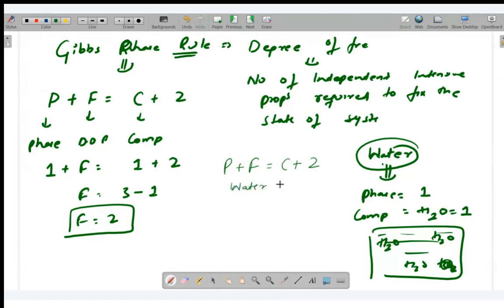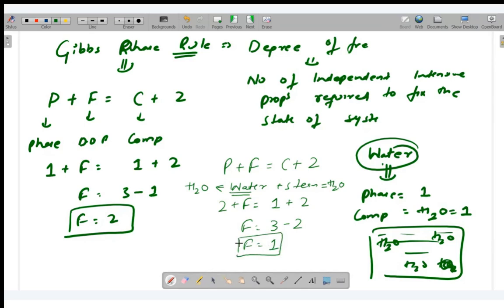If we have water and steam, water plus steam, tell me the number of phases. Number of phases, 2. Number of components? Component is 1, because in water also, it is H2O, steam also, it's H2O. So P plus F is equal to C plus 2, F is equal to 3 minus 2. F is equal to 1. So only one independent intensive property is required. So that is how you can find out, although usually you don't get a question directly. But anyway, now you know.